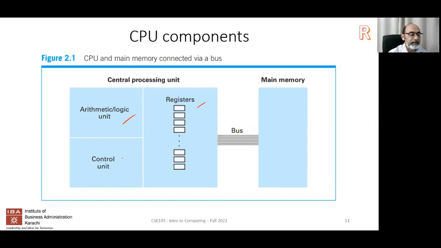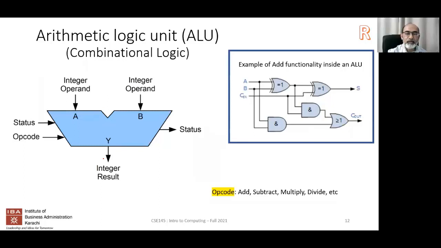The registers can be simply thought of as memory, so they could be composed of a bunch of flip-flops. The ALU was combinational logic, so that's the difference. This is sequential logic, this is combinational logic. The control unit is a bit more sophisticated, and we didn't go into the details of that yet. We saw what an ALU did, and it had different types of opcodes, so it could do addition, subtraction, multiplication, and so on.